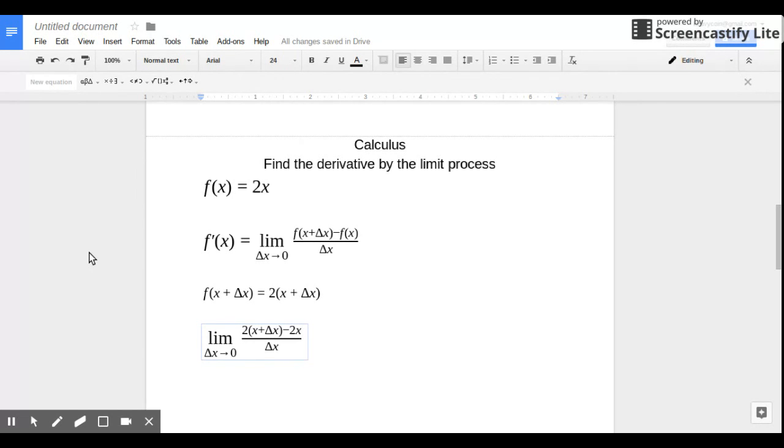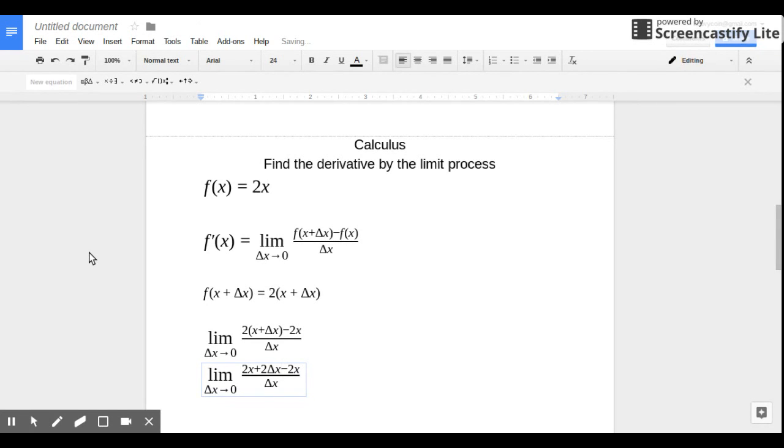Now what we'll want to do next is go ahead and simplify this thing down. I'll just copy and paste it. Up here in the numerator, I'm going to distribute this 2 across, which means that'll be 2x, and then we'll put a 2 there. We're just distributing that 2 across.